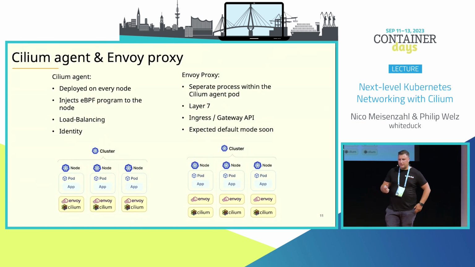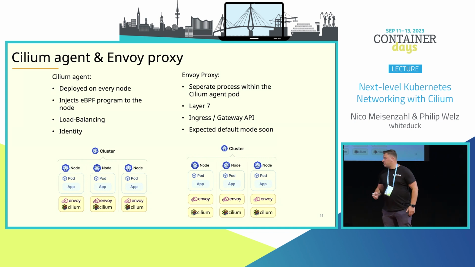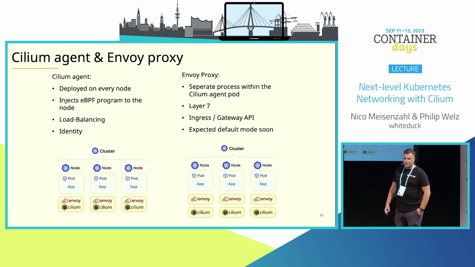And what is Cilium CNI on Kubernetes? Basically, it's an agent and the Envoy proxy. By default at the moment, the Envoy proxy and Cilium agent are running in one daemon set together, as you see on this left side. So what does it do? It's deployed on every node, daemon set for sure. It injects the eBPF program into the node. It helps us with load balancing.